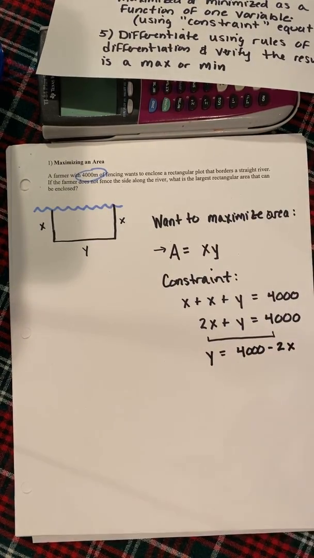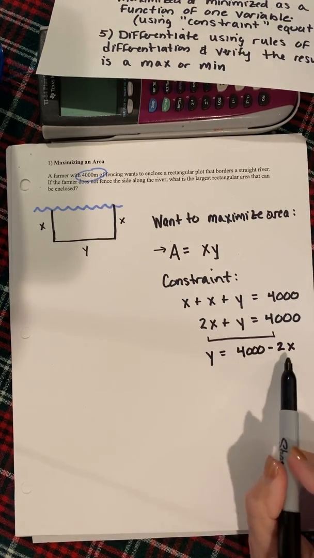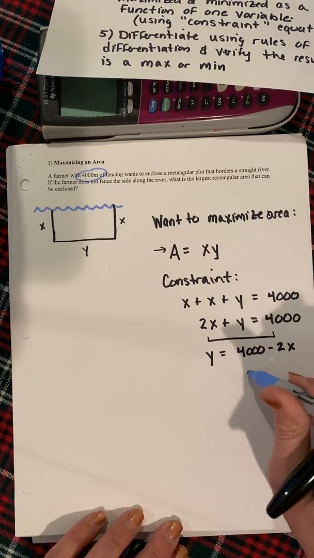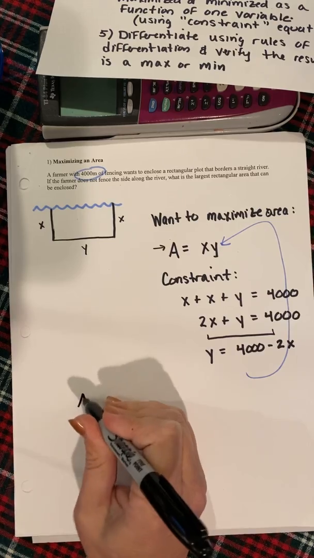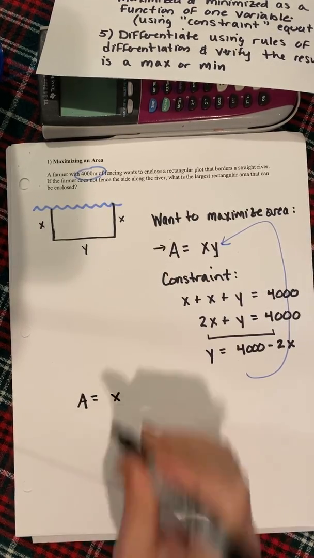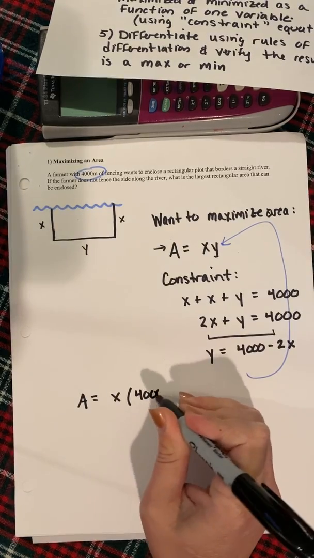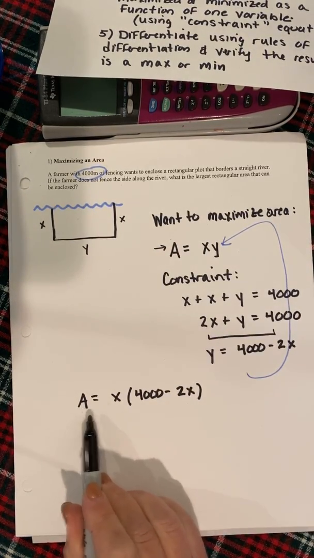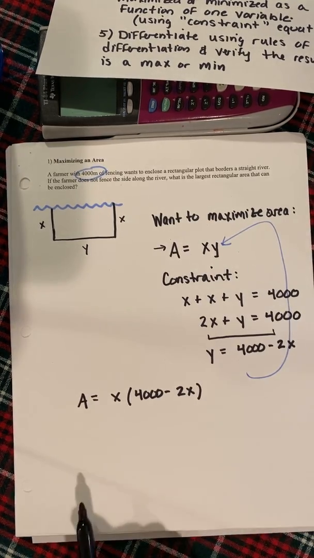So if we have 4,000 feet of fence, the length is going to be 4,000 minus the 2 sides. So now what I'm going to do is take this and stick it up here in for y. So now the function we want to maximize is the width times the length, which is 4,000 minus 2x. So now the area is expressed just in terms of the width of the fence.